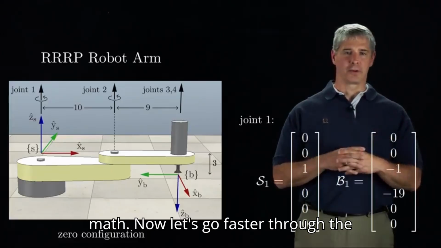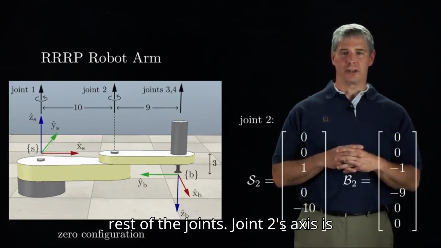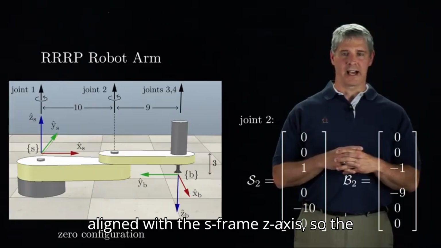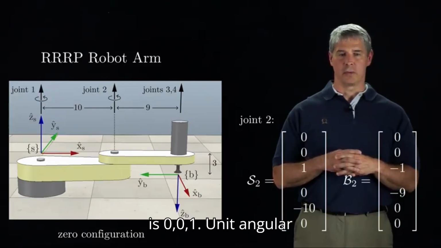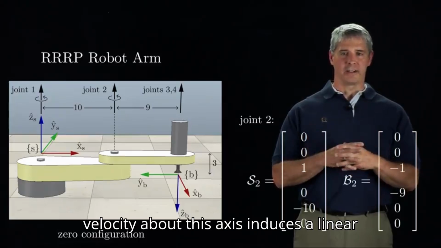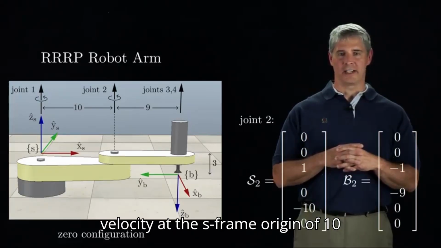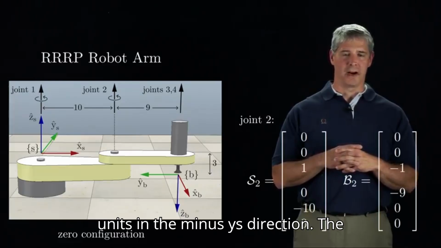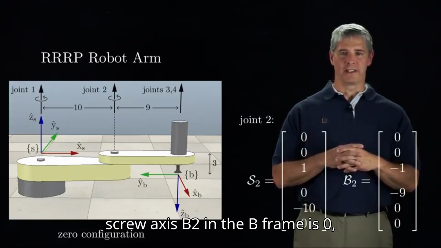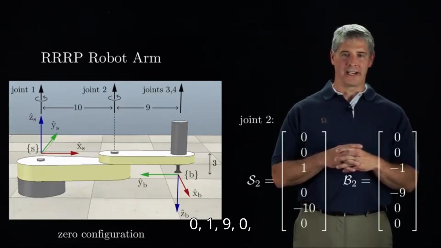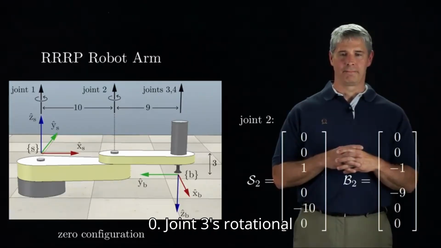Now let's go faster through the rest of the joints. Joint 2's axis is aligned with the S-frame z-axis, so the angular component of the S-frame screw S2 is 0, 0, 1. Unit angular velocity about this axis induces a linear velocity at the S-frame origin of 10 units in the minus YS direction. The screw axis B2 in the B-frame is 0, 0, minus 1, minus 9, 0, 0.